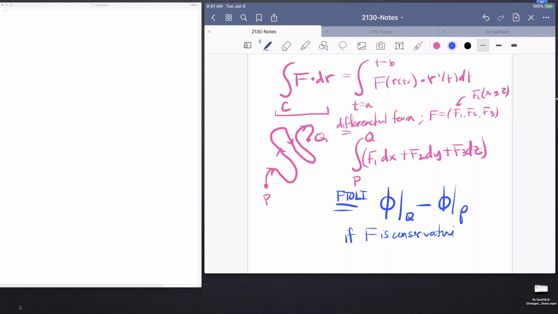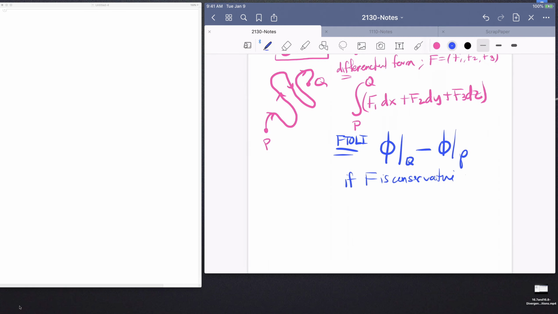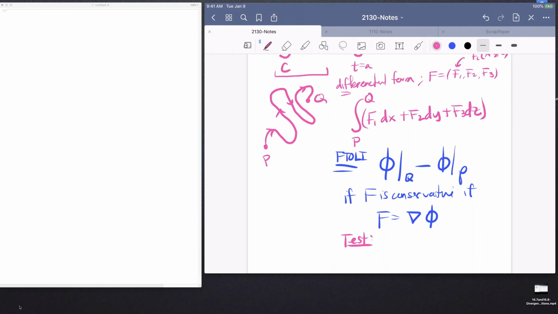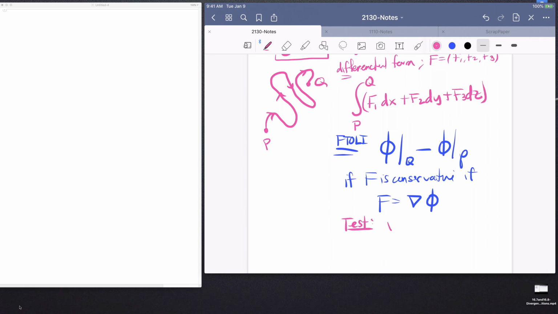Okay, and a vector field F is conservative if that vector field is the gradient of some function phi. But how do we know that a vector field is the gradient of some function phi? There's a test for it now. If our vector field is three-dimensional, we simply need to check that the curl of the vector field is equal to 0. If the curl of the vector field is 0, we know that there is going to exist a potential function phi whose gradient is the vector field F.